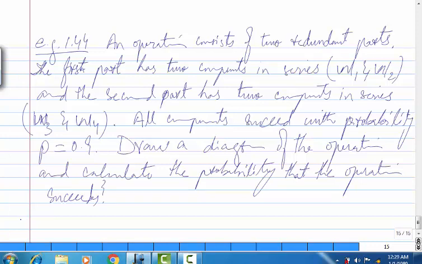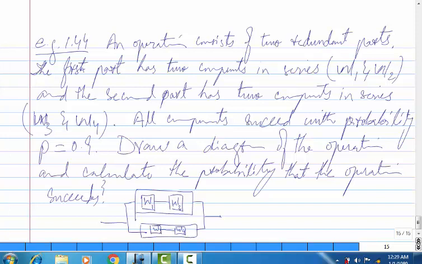Now there are 2 redundant portions. So for example, this is the first redundant portion, this is the second redundant portion. Each redundant portion has 2 components. They are connected in series. Okay. Now the first has W1 and W2. The second has W3 and W4. Now these two are connected. So this is the diagram that we extract from the explanation of the example statement. Now we can solve this as these two are in series and then in parallel.